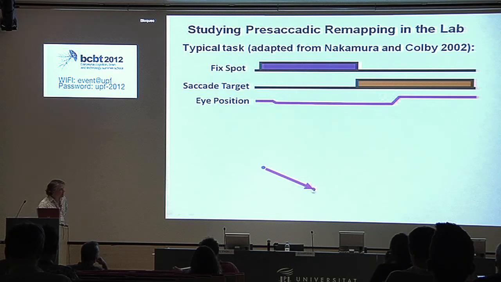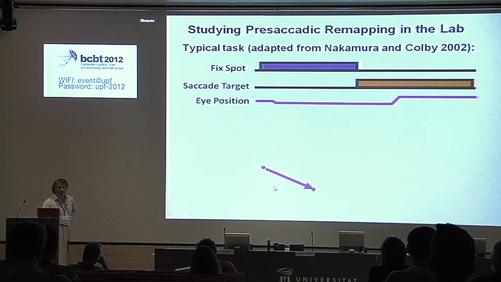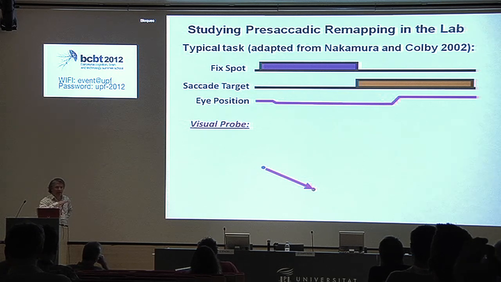He starts here, he makes a saccade here, does it again and again. Very simple. And if he does that, he gets a drop of juice. So what we do is we test the visual sensitivity of the neuron at different times and positions relative to the saccade. And to do that, we flash a visual probe, which is task irrelevant. So the monkey is supposed to ignore it.